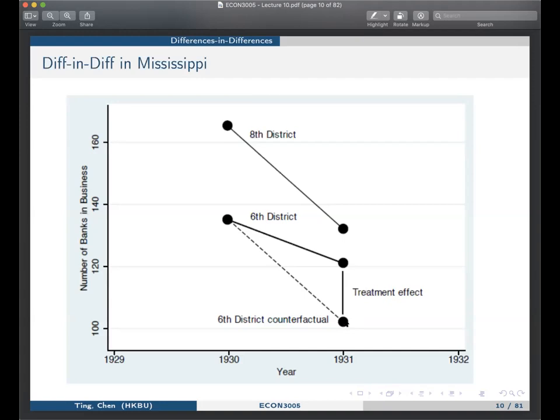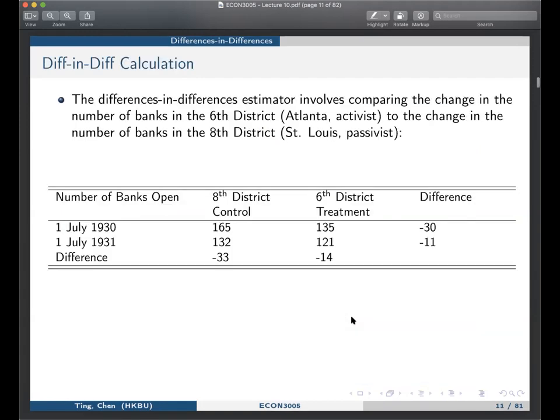So this point indicates the counterfactual outcome. Eventually, instead of relying on a direct comparison of these 2 points, the difference between treatment and control, we are using the control to find out the counterfactual outcome of the treatment group. That's here. So the difference between these 2 points is the treatment effect we estimate. That's 19, right? We actually see that in the table.